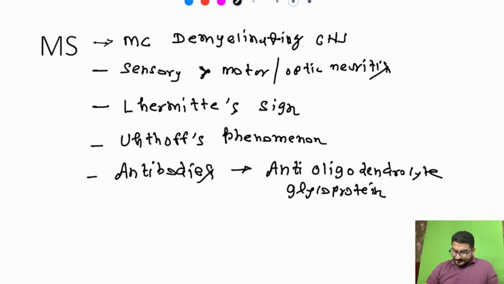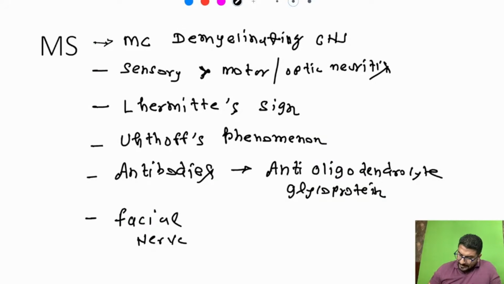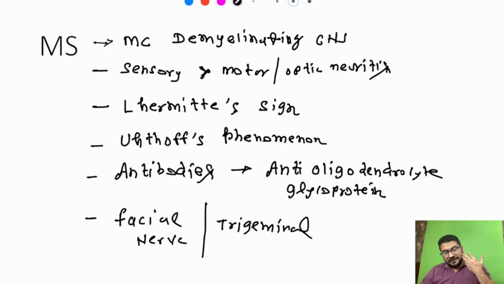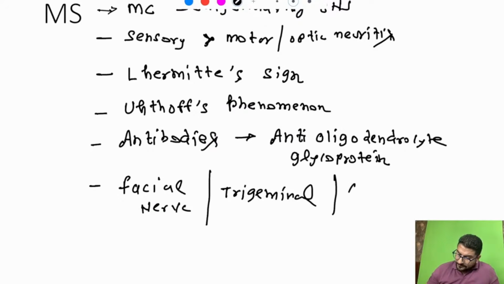Now try to understand what else they can ask you. In MS you will notice there is involvement of nerves. Now which nerves are affected? You can see there is involvement of the facial nerve, and the patient can develop facial nerve palsy. There is involvement of the trigeminal nerve. Then you can also see involvement of the glossopharyngeal nerve. So these are three cranial nerves which are affected.